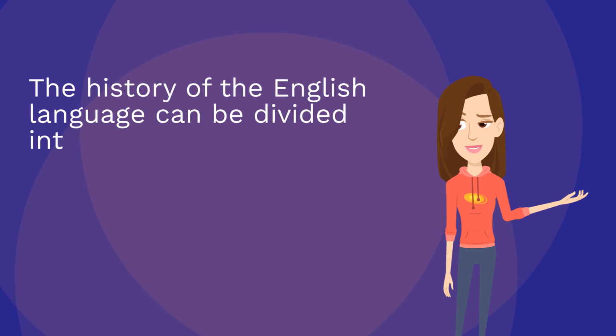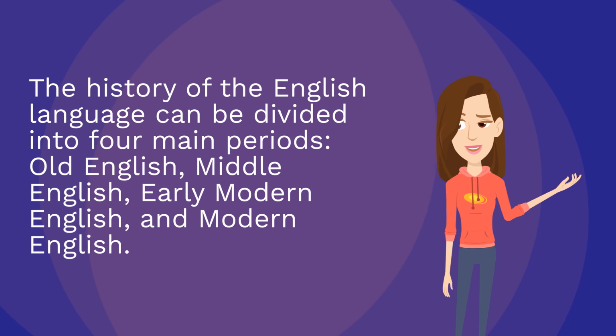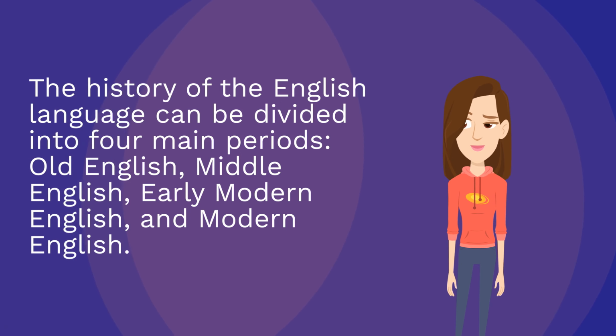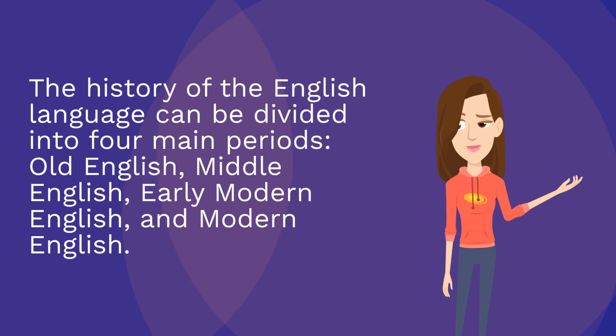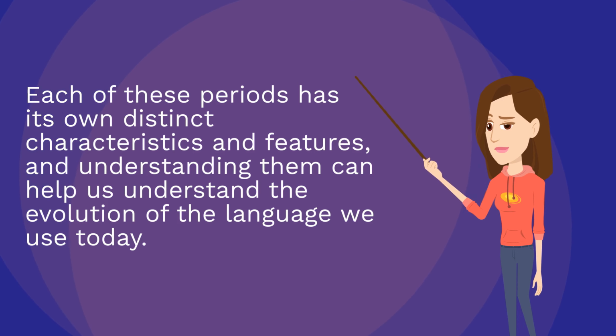The history of the English language can be divided into 4 main periods: Old English, Middle English, Early Modern English, and Modern English. Each of these periods has its own distinct characteristics and features, and understanding them can help us understand the evolution of the language we use today.